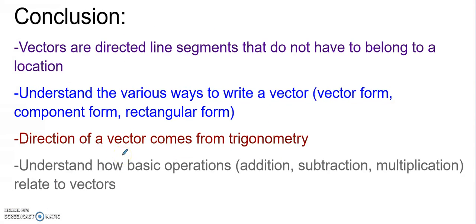Okay, so vectors again, directed line segments. Understand the various ways in which we can represent a vector. So we briefly saw vector form. We've worked a lot with component form, and then now we did rectangular form. Understand the direction of a vector comes from trigonometry, and also understand the basic operations of vectors: addition, subtraction, multiplication, and how those relate to vectors.